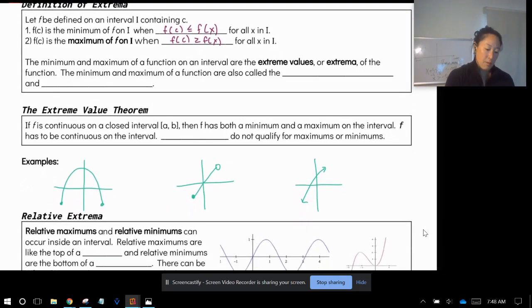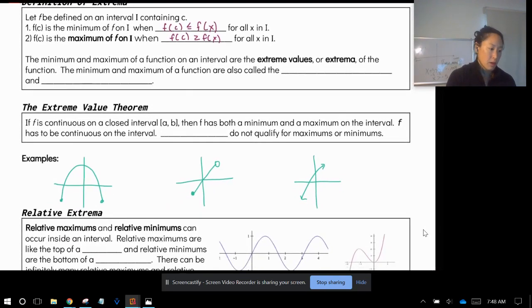And the minimum and maximum of a function are called the absolute or global mins and maxes. Okay?